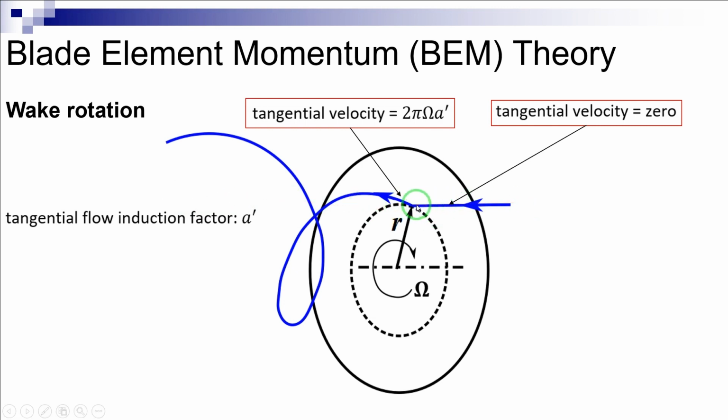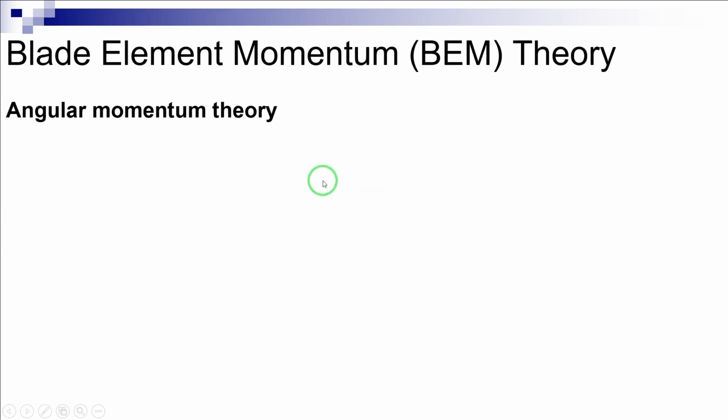A tangential flow induction factor, A prime, is used to express the change in tangential velocity. The tangential velocity is 0 upstream of the disk. However, right downstream of the disk, the tangential velocity is 2 times omega times A prime. The direction of the tangential velocity is opposite to the direction of the disk rotation, as it is a reaction to the torque action.